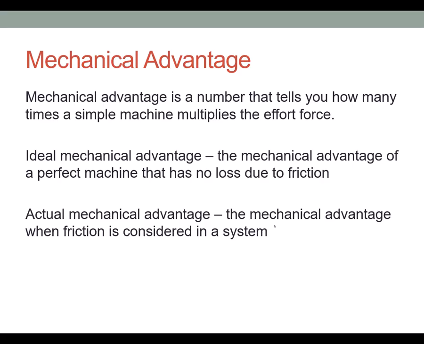Regardless of the type of simple machine, simple machines have what is known as mechanical advantage. The mechanical advantage is a number, it's unitless, that tells you how many times a simple machine multiplies the effort force. In an ideal case, we're not losing any of the effort we're putting in due to friction and things like that, and that gives us the ideal mechanical advantage. But in the real world, we do have friction and things like that, so we have to look at the actual mechanical advantage as well.